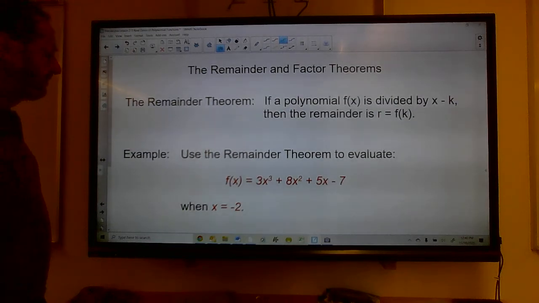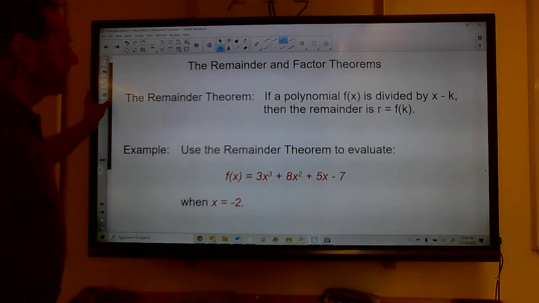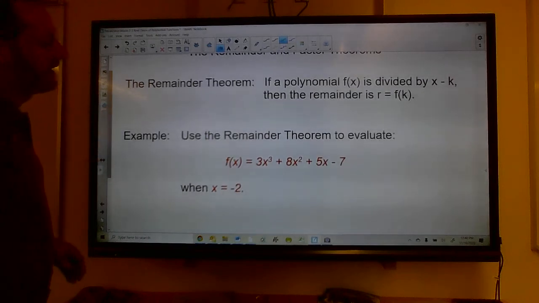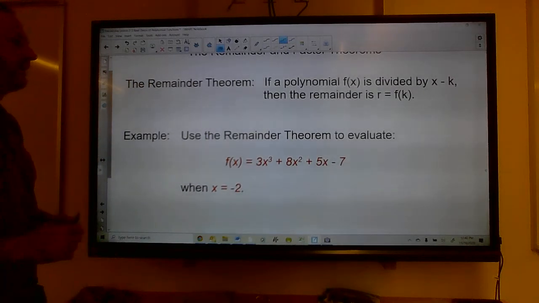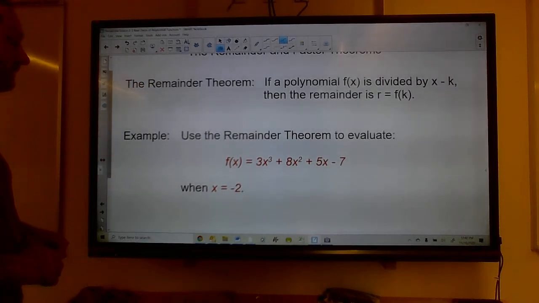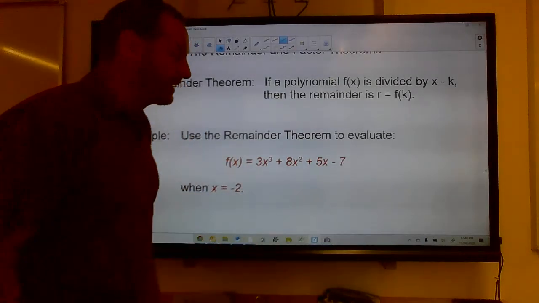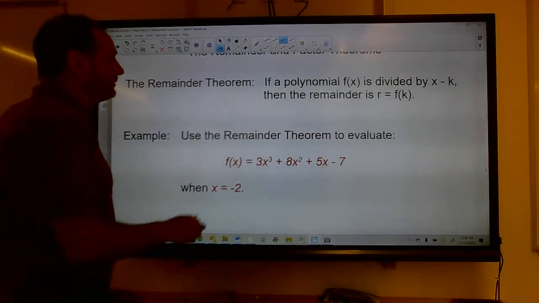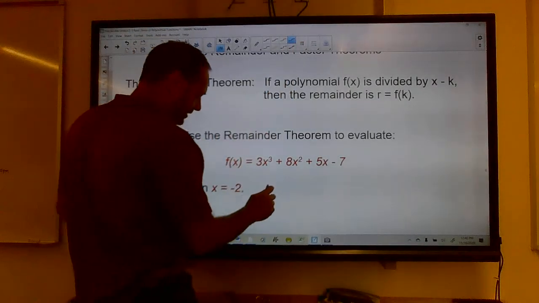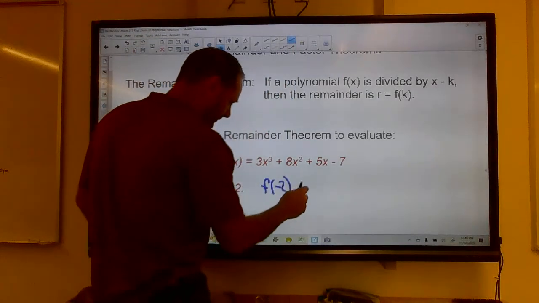The remainder theorem and the factor theorem. The remainder theorem says if a polynomial f of x is divided by x minus k, then the remainder is r equals f of k. So let's say you just want to know, is this thing divided evenly or is there a remainder? All you have to do is plug this in here, so you'd find f of negative 2.